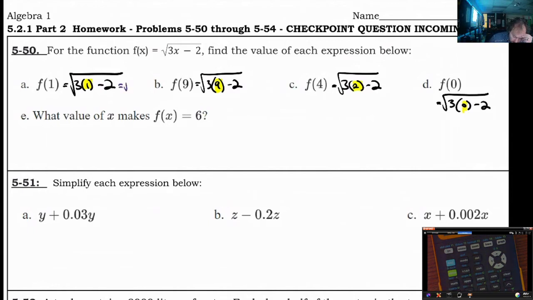This ends up being the square root of 1. This is going to be the square root of 27 minus 2. This is the square root of 6. Oh, that's a 4. What am I doing here? This is a 4. This is 12 minus 2, and this is the square root of 0 minus 2. So the square root of 1 over here in question A is 1. That's an easy one. In part B, this is the square root of 25, which is 5.